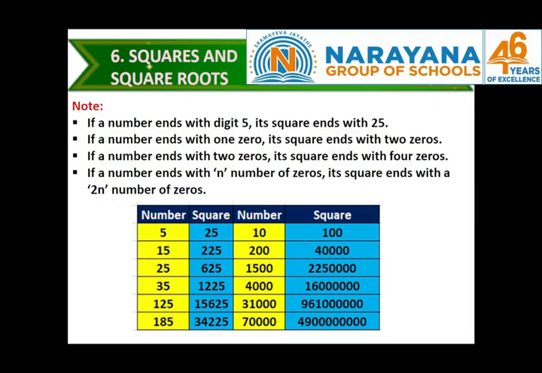So 1 square is 1. For 1 zero, I am taking 2 zeros. 200 square: 2 square is 4, and for that 2 zeros, I am taking 4 zeros. 1500 square: 15 square means 225, and for that 2 zeros, I am taking 4 zeros. So observe the remaining examples also. So, if a number ends with n number of zeros, its square number ends with 2n number of zeros.